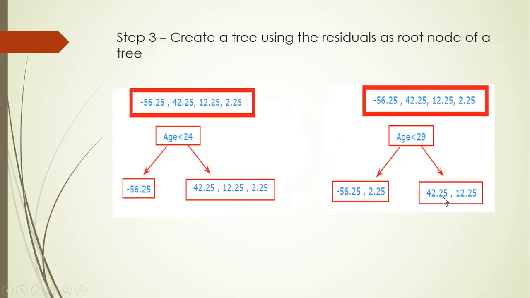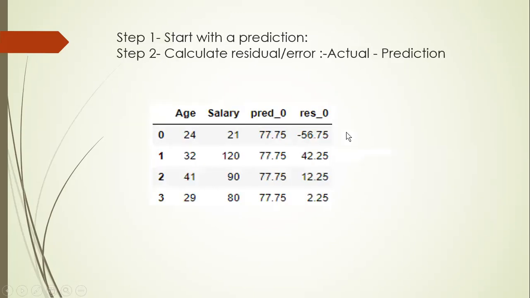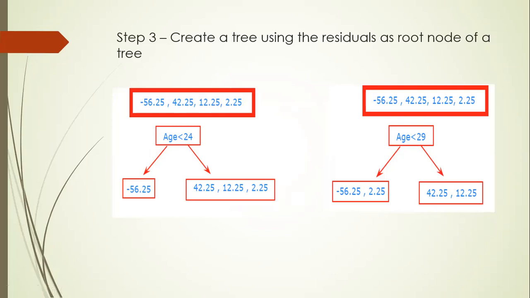If it is greater than 29, it will go here. Okay. So here I am only creating the two, I'm showing you two nodes. Other than that, this 32 and 41 will also be created. I'm not showing that here. Okay. So the nodes are now created.